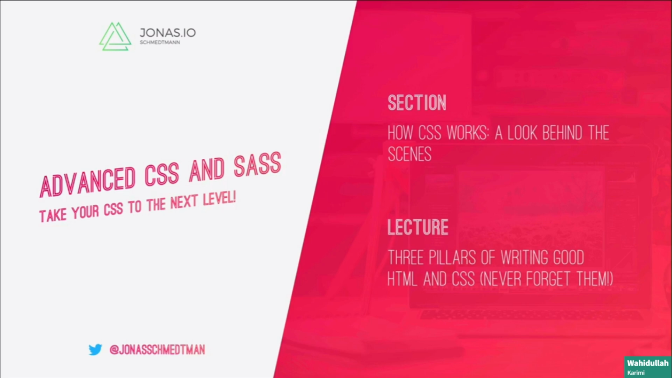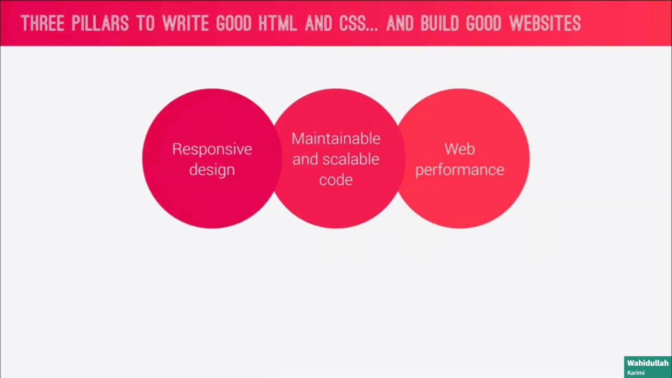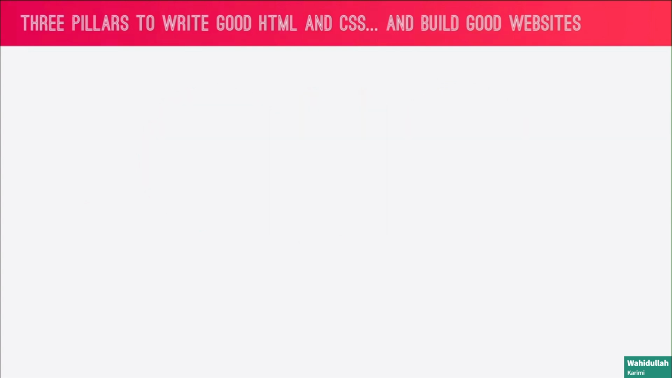Now, this lecture is not exactly about coding, but it's absolutely crucial that we talk about these principles here right in the beginning of the course, so that we start off the project without making any mistakes we would then have to fix later down the road. Alright, so the 3 pillars are responsive design, writing maintainable and scalable code, and caring about web performance. But let's look at them one by one.